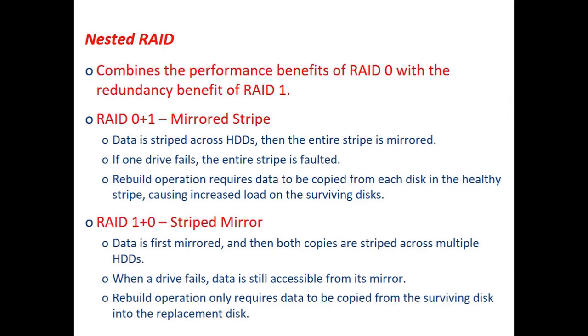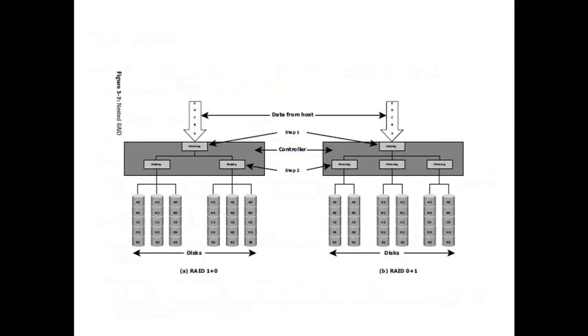In case of rebuild operation, it requires only the data to be copied from the surviving disk into the replacement disk. So that is RAID 0.1 and RAID 1.0. Let us look at the diagram here. So this is RAID 0.1, this is RAID 1.0. So the block of data will be sent from the host. So we can treat this as a RAID controller.